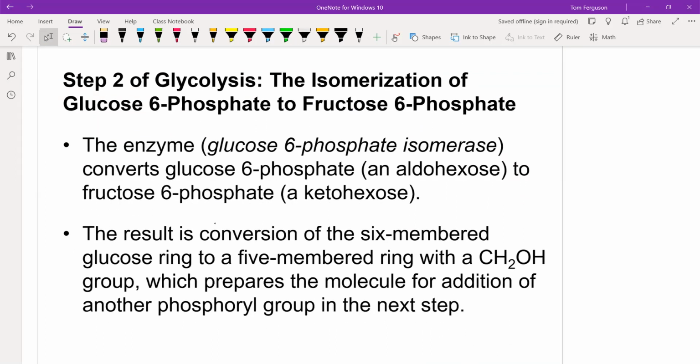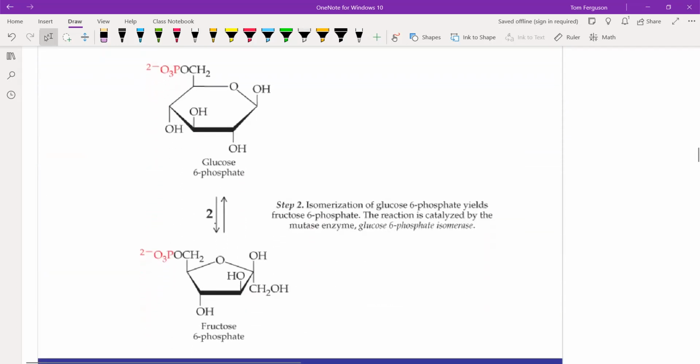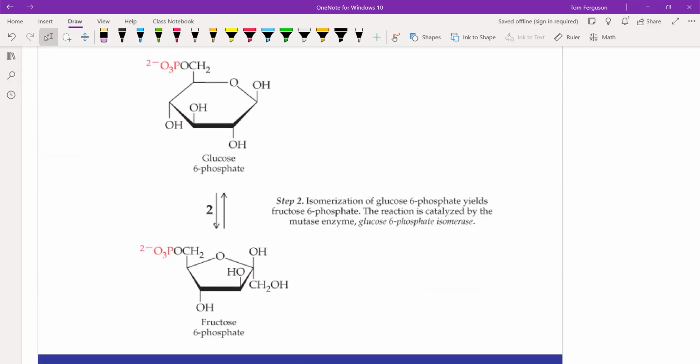Okay, the next is we're converting the glucose 6-phosphate to fructose 6-phosphate. So what's going to happen is, here's the substrate, glucose 6-phosphate, and the enzyme is isomerase. Isomerase enzymes, remember, all we're doing is we're making an isomer of the substrate. So this is the substrate. This is the product.